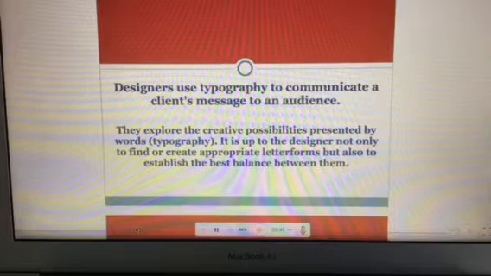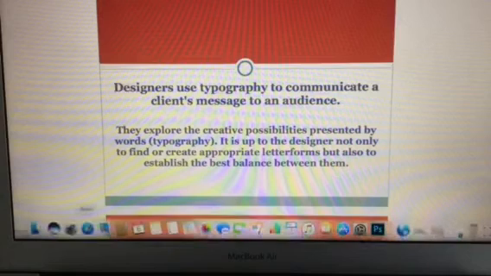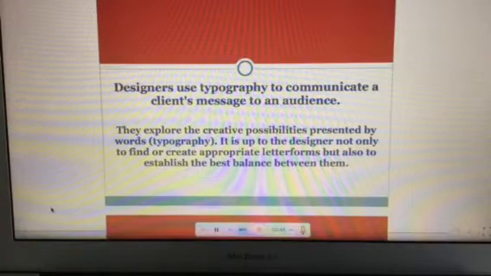Please take a moment to answer the first question on your worksheet. Why do designers use typography?